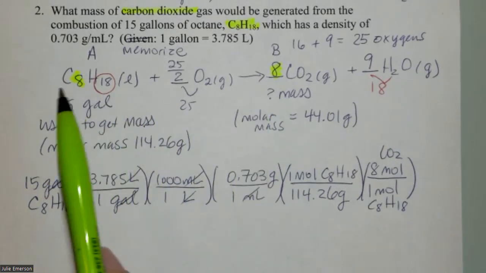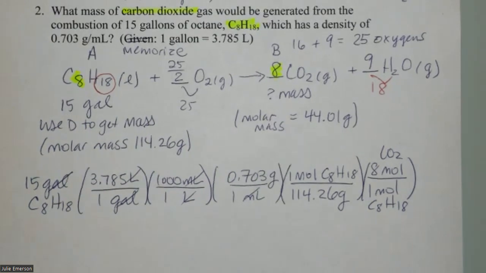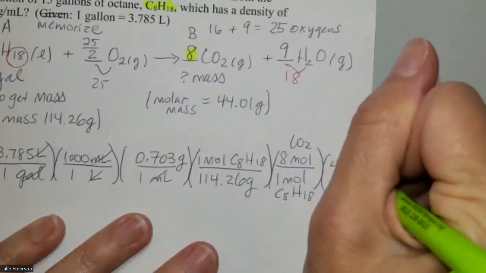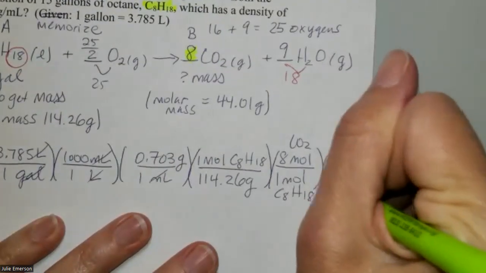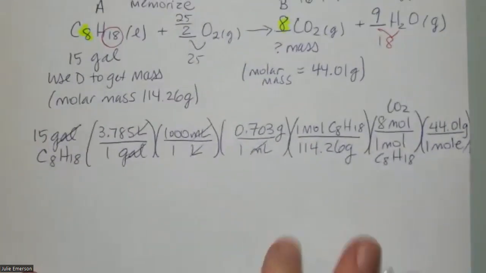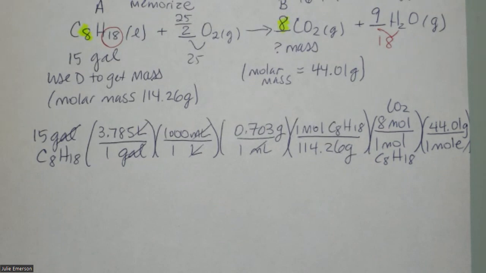Instead of 1 to 8, it would be 2 to 16, but mathematically it'd be the same. And then to get to mass of CO2, 44.01 grams is the molar mass of 1 CO2. Sorry for running out of room there. Okay, so 15 times 3.785 times 1,000 times 0.703 divided by 114.26 times 8 times 44.01.